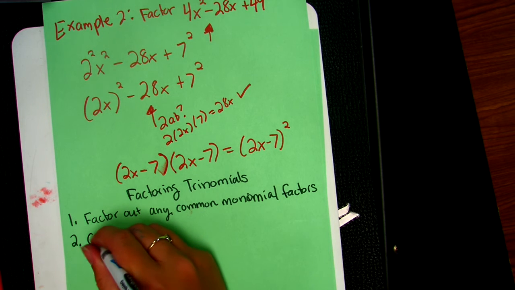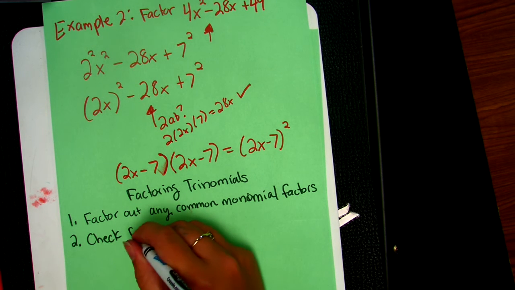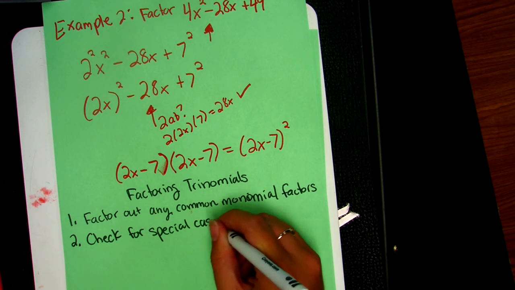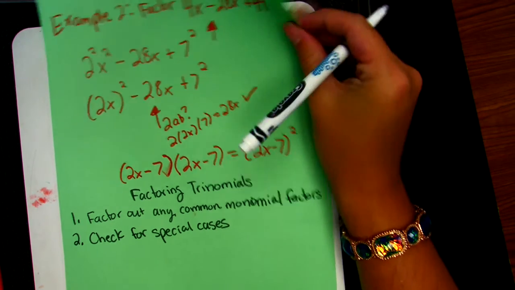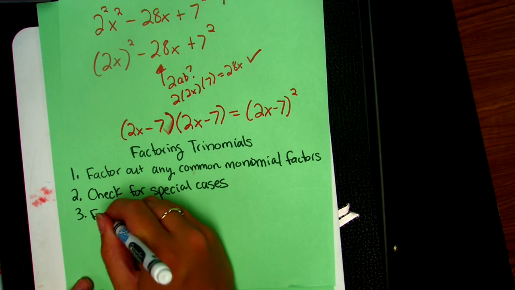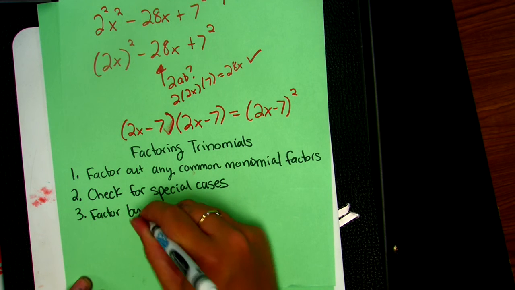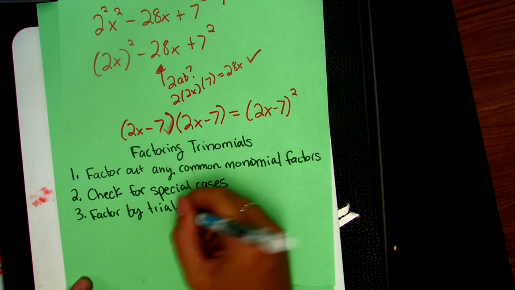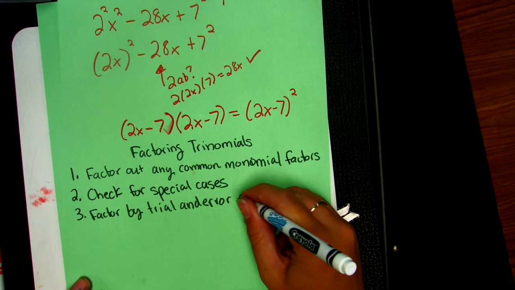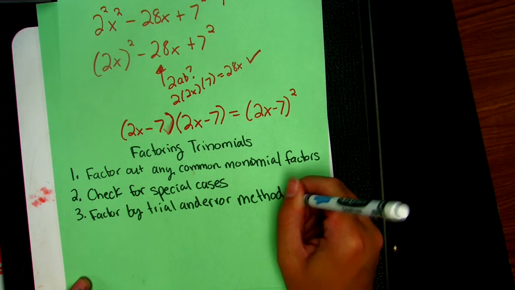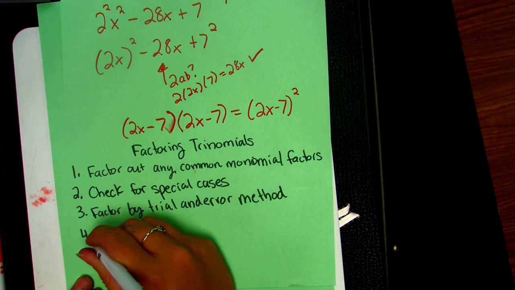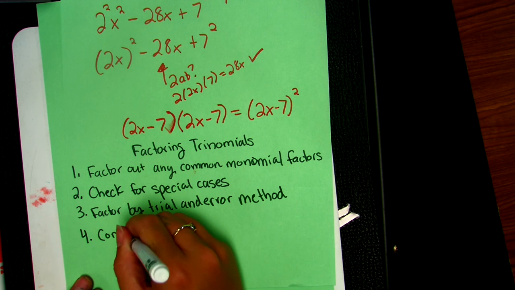Step 2, we check for special cases. Step 3, we factor by trial and error method, which I will show you with an example. It's basically reversing your box method. And then step 4, you continue factoring.